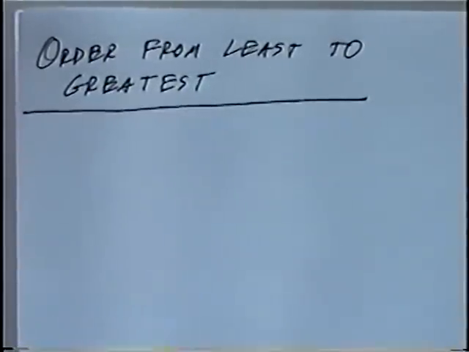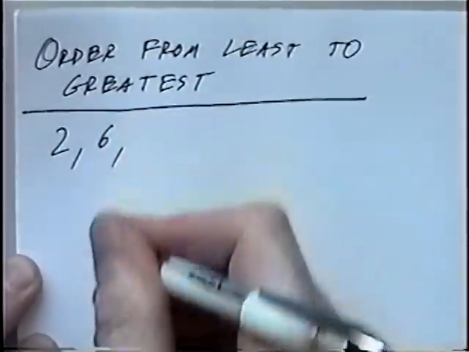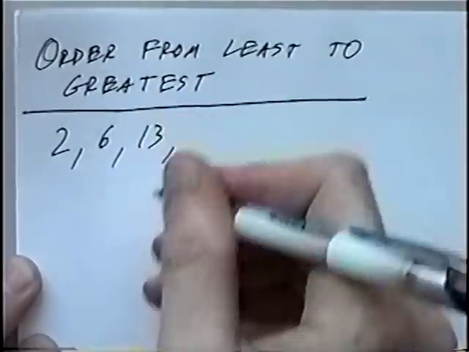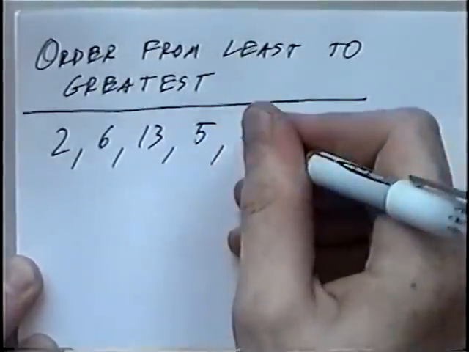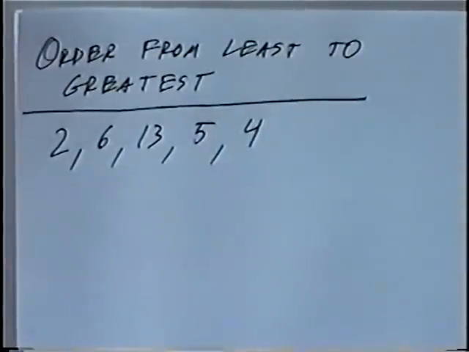First problem, first set of numbers, is 2, 6, 13, 5, and 4. We'll take these 5 numbers and order from least to greatest.